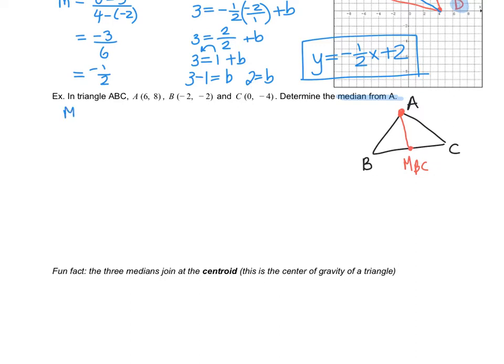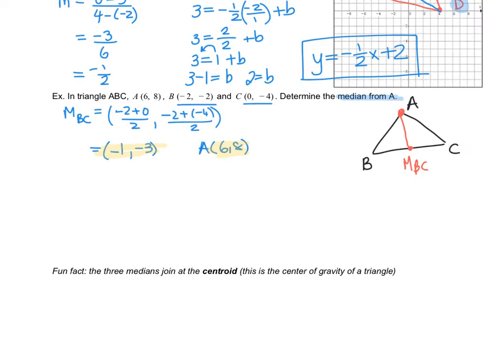So I need the midpoint of BC. I'm going to take the x and the y coordinates, and I'm going to average them. So -2 plus 0 divided by 2, -2 plus -4 divided by 2. When we clean this up, -2 plus 0 is -2, divided by 2 is -1. -2 plus -4 is -6, divided by 2 is -3. So there's my midpoint, and vertex A is 6, 8. These are the 2 points I will be using to find the equation of my median.